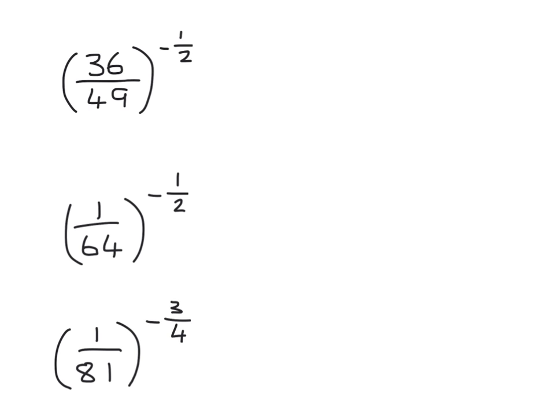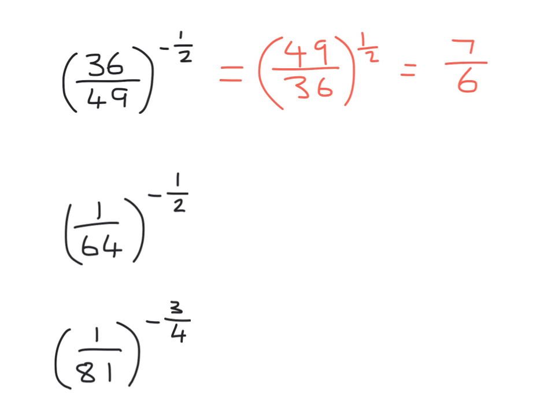And finally, we've got fractions. And we're looking for the power of minus a half. Now, because we've got a fraction, what that does is we have to find the reciprocal of that. So the reciprocal of 36 over 49 is 49 over 36 to the power of a half. Now remember, the power of a half means your square root. So that's going to be 7 over 6. And you can leave it as your improper fraction.